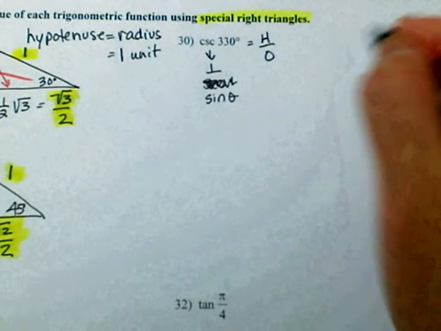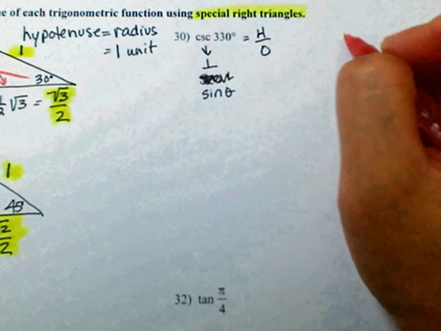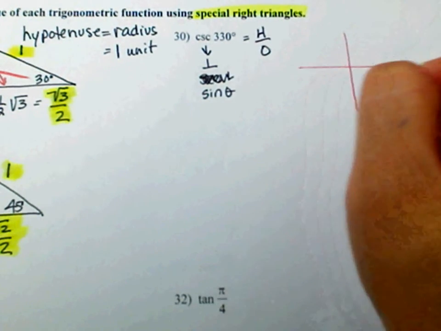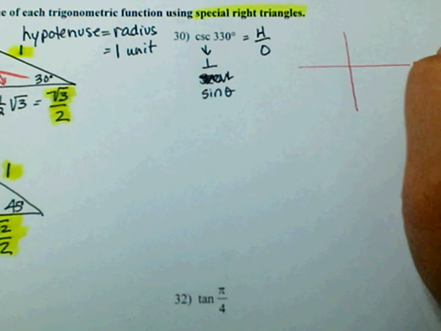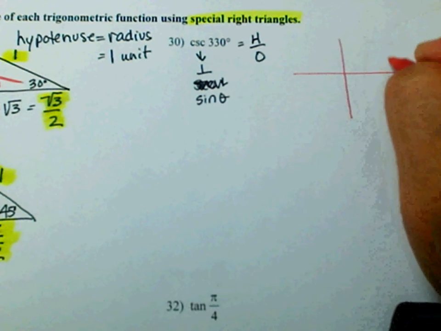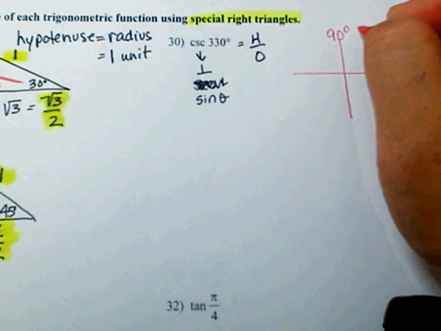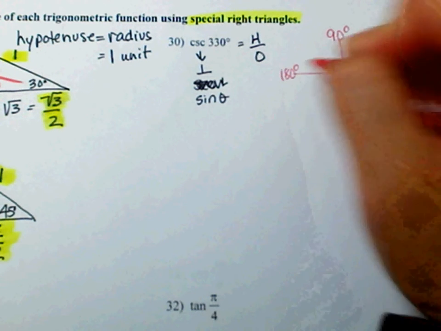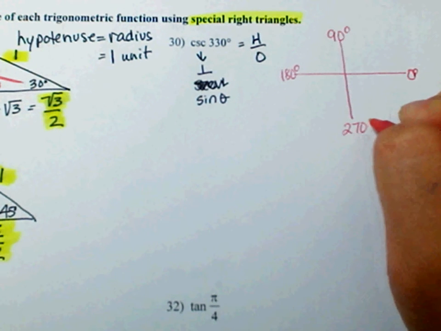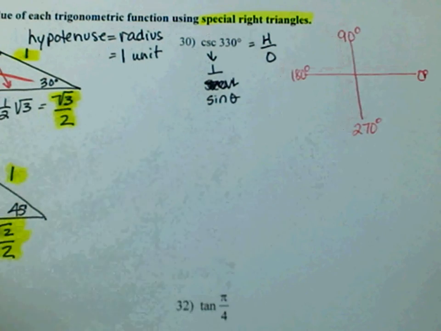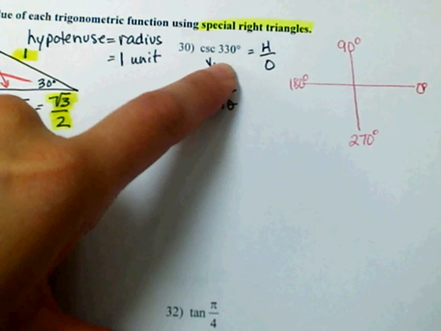Right here is 0 degrees. You're going to rotate it 90. You're going to rotate again. This will be at 180 and this will be at 270 degrees. So where is the location of 330 degrees? It is between 270 and 0. So make a sketch of your triangle.